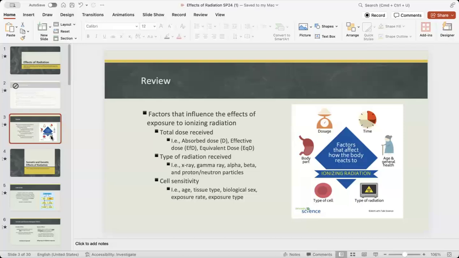Then the type of radiation depends on the exposure as well. Is it X-ray? Was it gamma, alpha, beta, proton, or neutron particles? And then also the tissue type or the cell sensitivity, which depends on the specific type of tissue. It also can depend on age, biological sex, exposure rate, and exposure type.